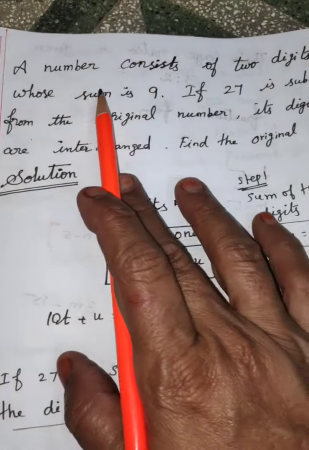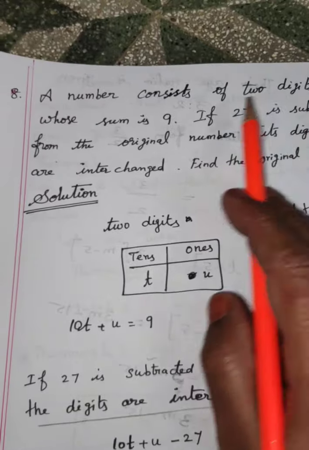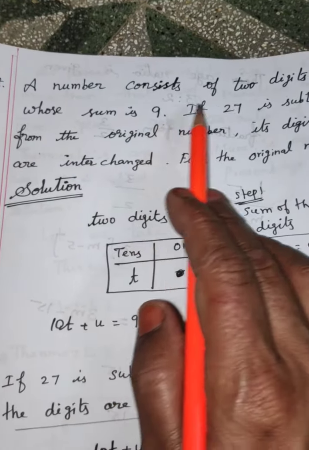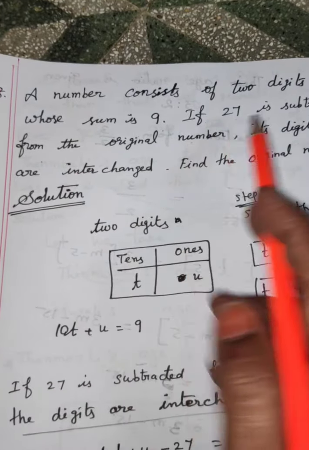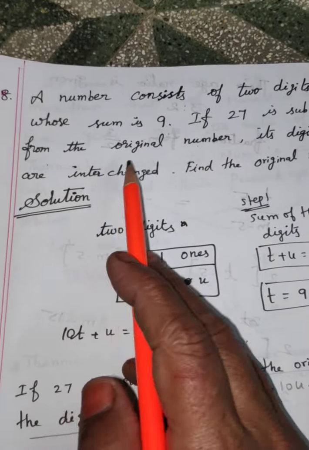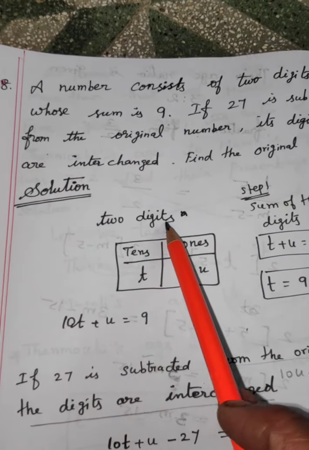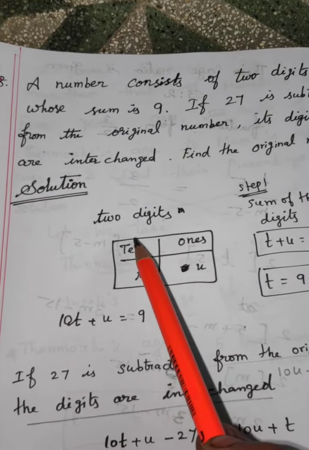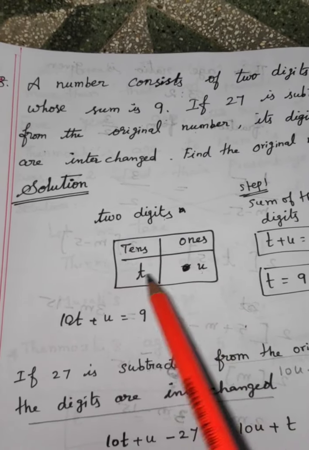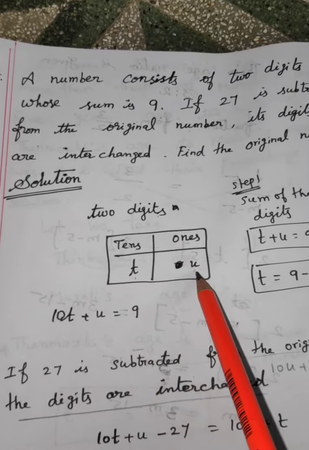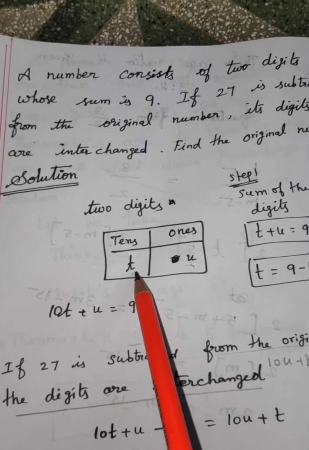Eighth question. A number consists of 2 digits whose sum is 9. If 27 is subtracted from the original number, its digits are interchanged. Find the original number. It's a 2-digit number: ones place, tens place. So for the unit place you write U, and for the tens place you write small letter T.